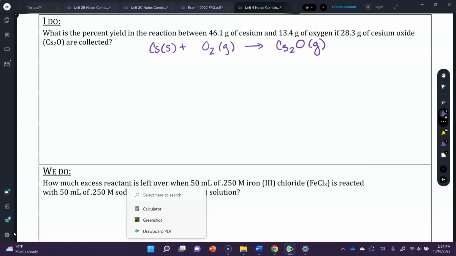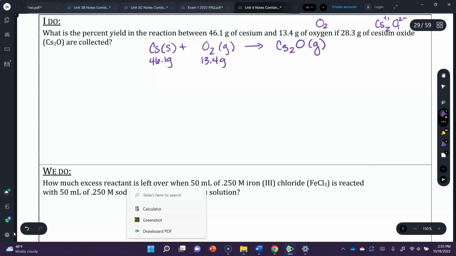Okay? And since it says just oxygen, that is always going to be molecular oxygen, which is O2. And now cesium is in group 1A, so it has a +1 charge, whereas oxygen has a 2-, so we trade the charges to balance their charges out. Okay, so from here we can use the amounts that we're given, which is 46.1 grams of cesium and 13.4 grams of oxygen, and we're going to change it into this one. We're going to use the process discussed in the notes to do this part.